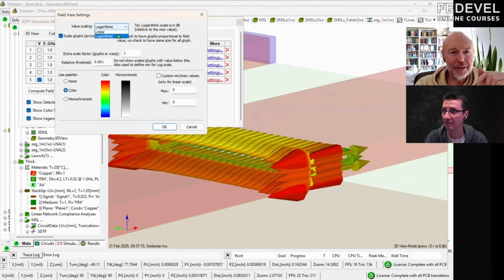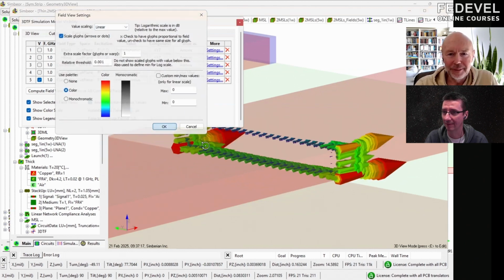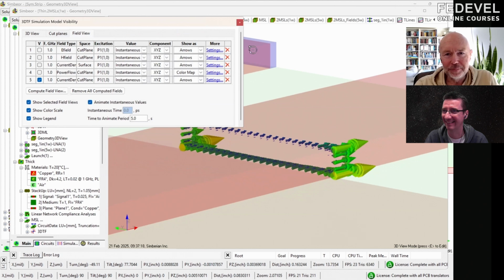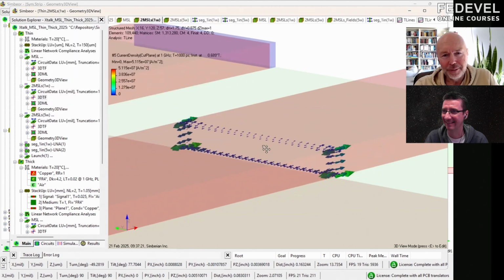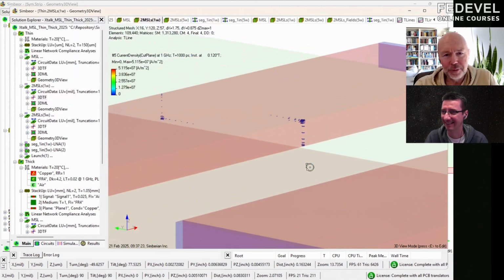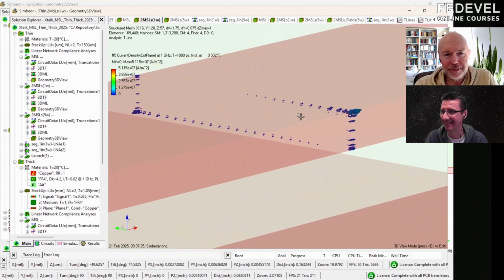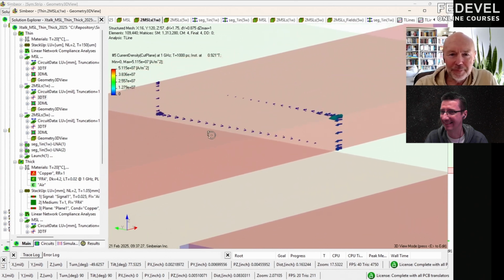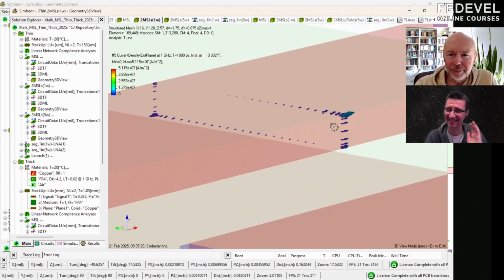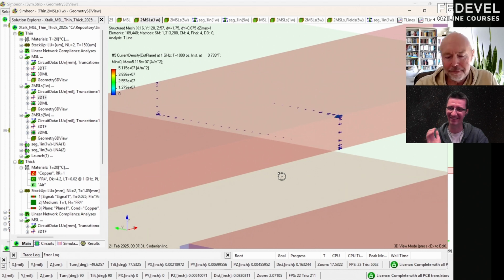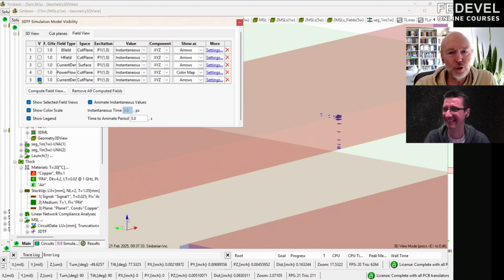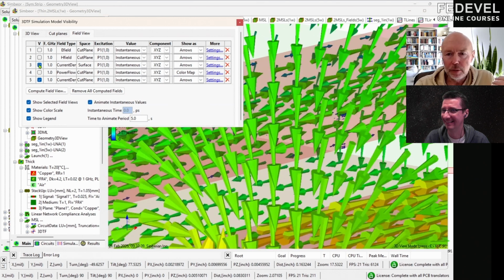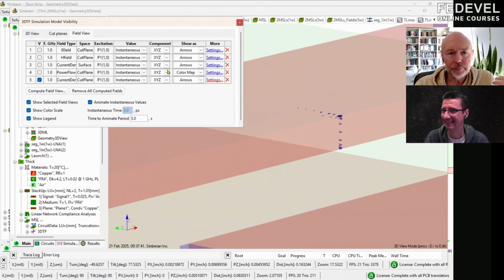But let's take a look at the victim as well. What's going on at the victim trace? That's what's going on at the victim. We can see that in the victim, currents are flowing on one side this way, and on the other one this way. Exactly, that's what we saw with surface currents. The currents can be depicted as surface current.